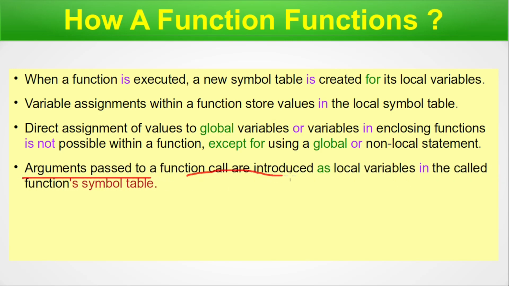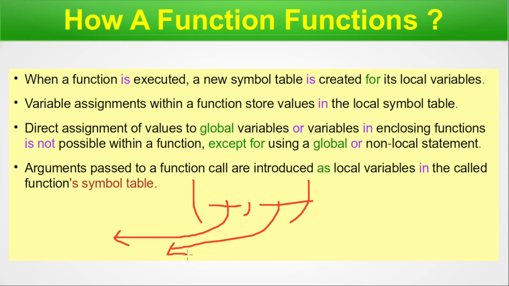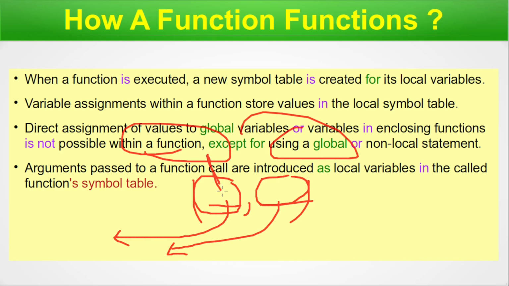Arguments passed to a function call are introduced as local variables in the called function's symbol table. So whatever values we are passing on to the function go to the local symbol table. These are values, not the variables. We have the function parentheses, and here we write a variable, another variable, and these variables contain values. Those values enter the function's body as local, and these variables will be intact, whatever they were outside. They were defined outside, carrying values up to this point, and they hand them over to the local symbol table, and that goes to the function itself.